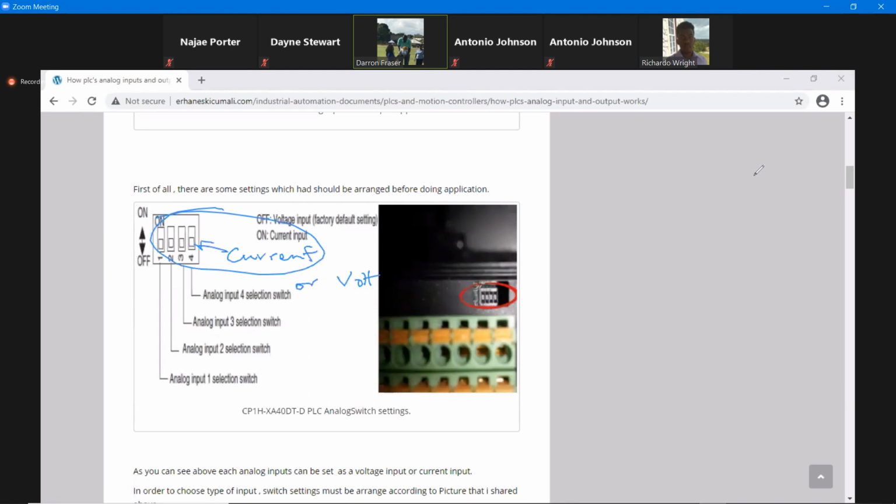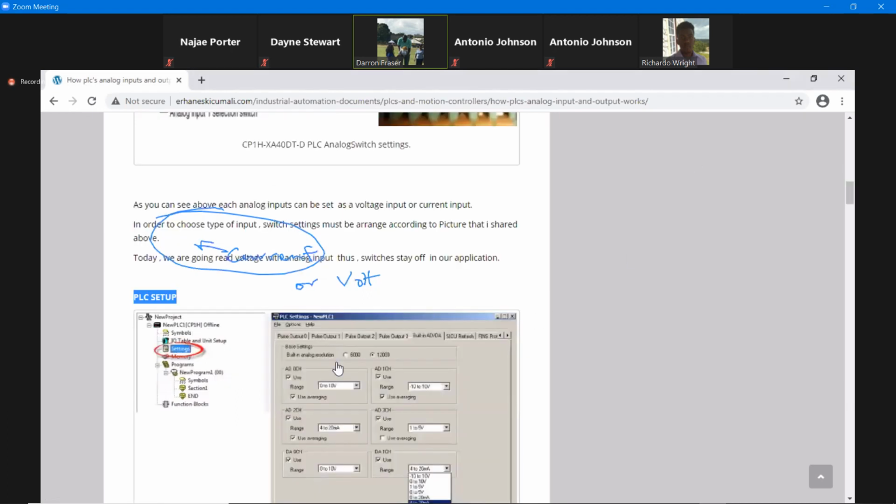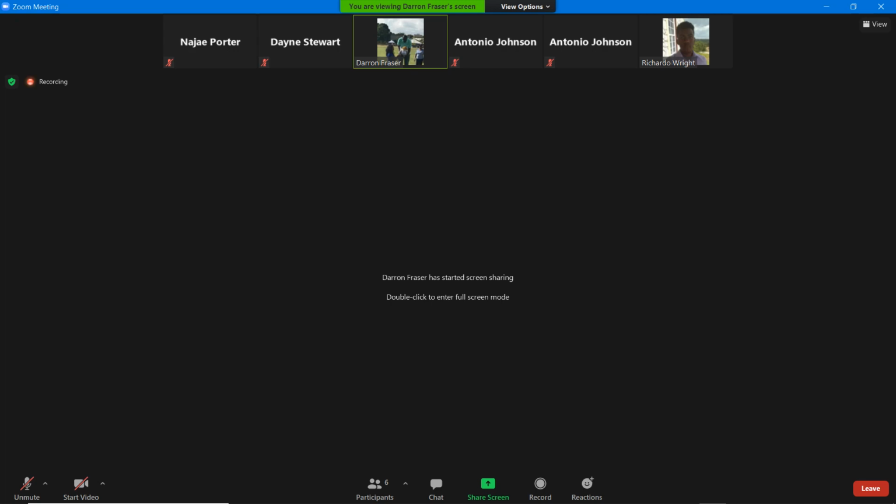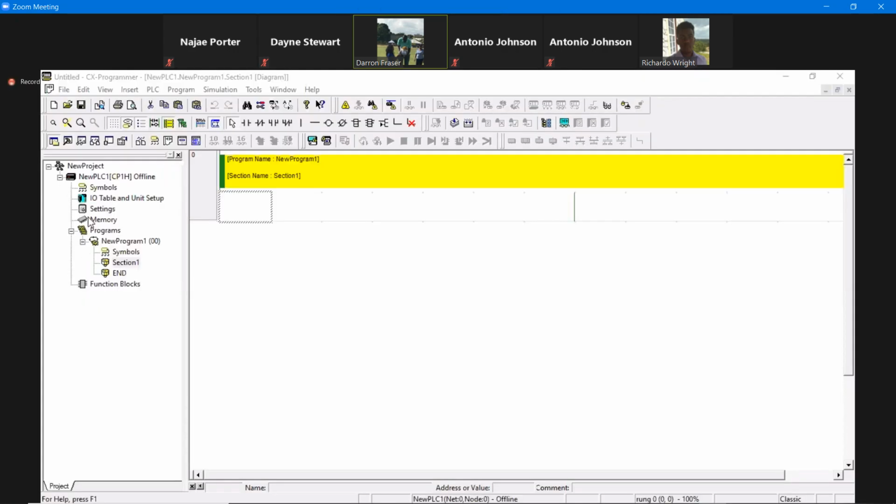Now, here, the other thing that you'd have to do is go to the PLC and go to settings. And then when you go to settings, you have to go to the A to D converter. So let me just go to that. So here we are in PLC. We have to go to settings. We have to go across, built-in A to D converter.